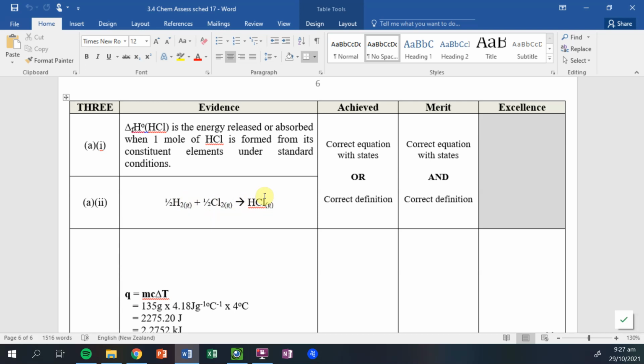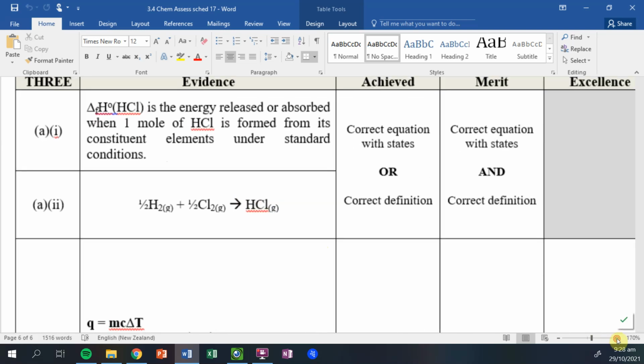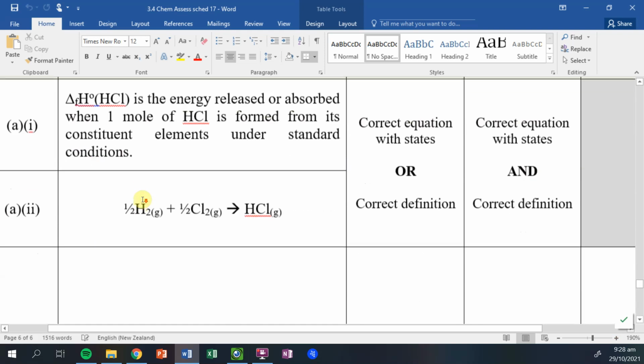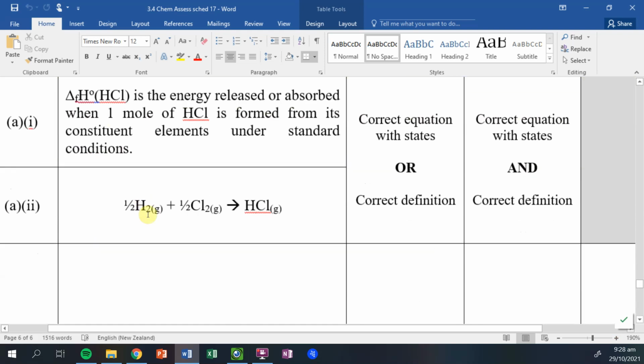What's the little number in brackets? Those are the states. Is that gas? Yes. I can zoom up. Those are gas. How do we know that it will be gas? Let's see. Does it say in here? It doesn't.